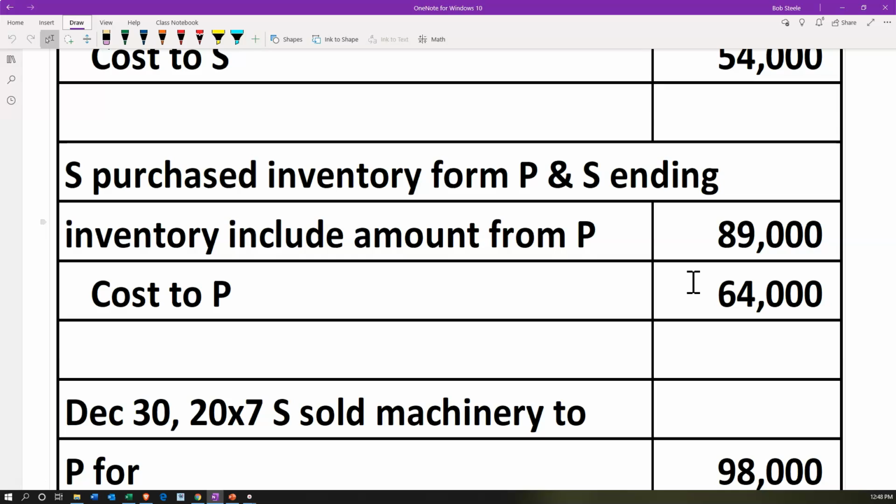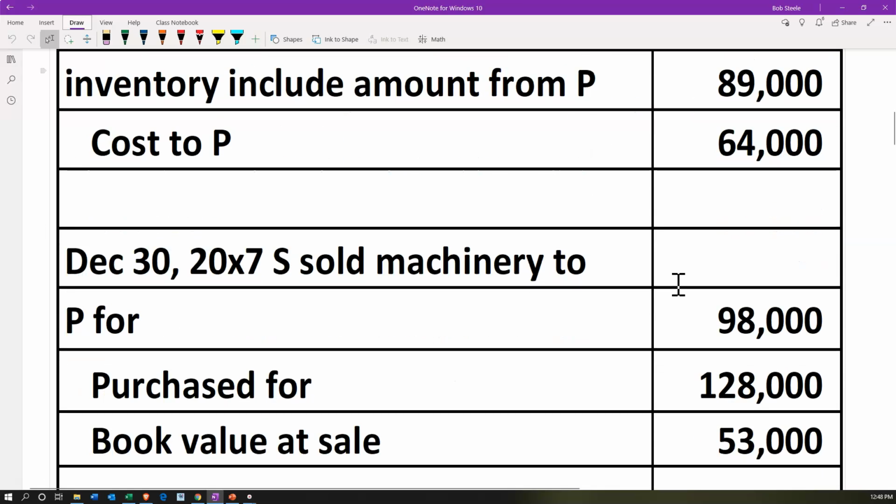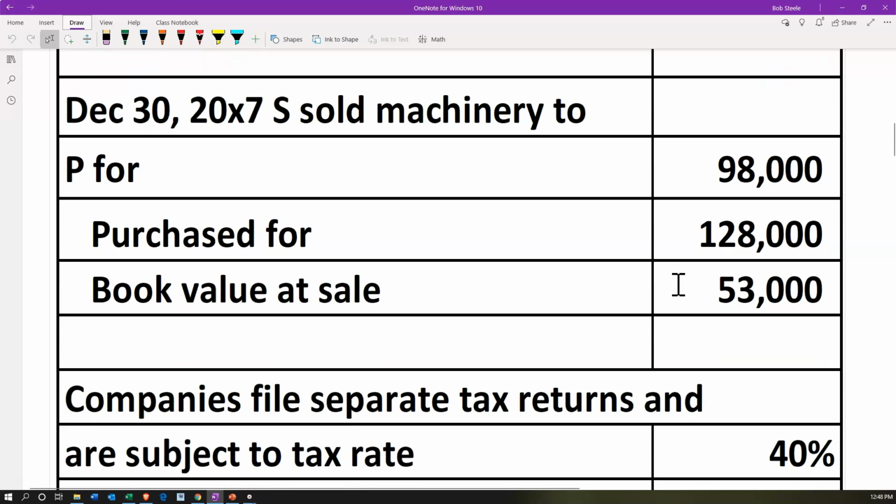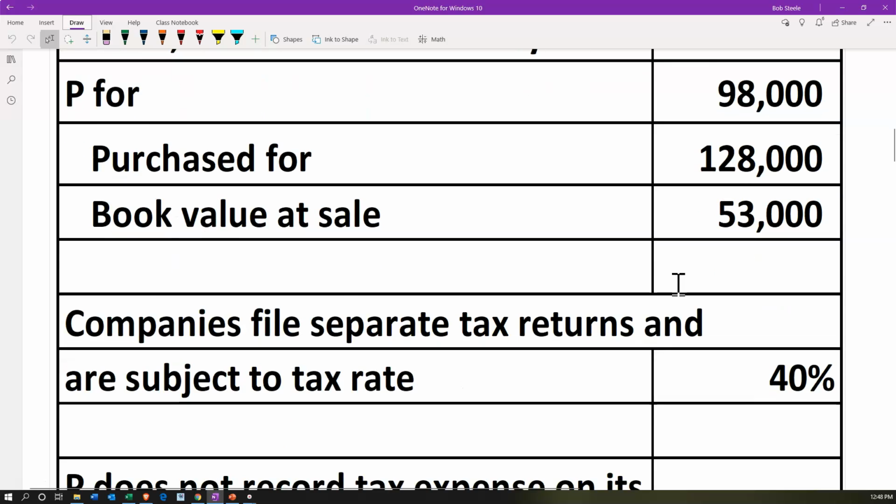Now we've got S's ending inventory, meaning what's on S's books at the end of the year, which they purchased from P and which has not yet been resold, 89,000. That's what they purchased it for. P's original cost for it was 64,000. Then December 30th, 20X7, S sold machinery to P. So now we've got another intercompany transaction, this time with a depreciable asset, the machinery being sold. That's for 98,000, purchase for 128,000, and the book value is 53,000.